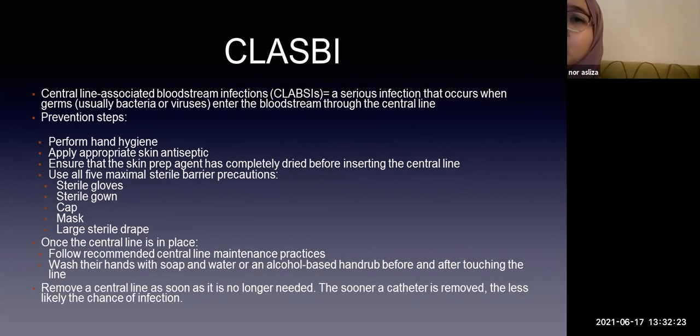Okay, I think that's all for the long percutaneous line insertion. Any questions?